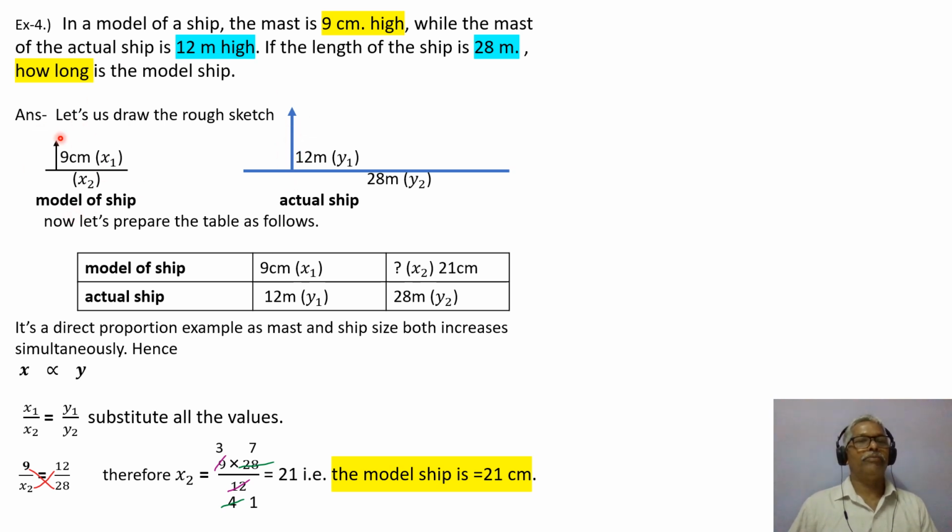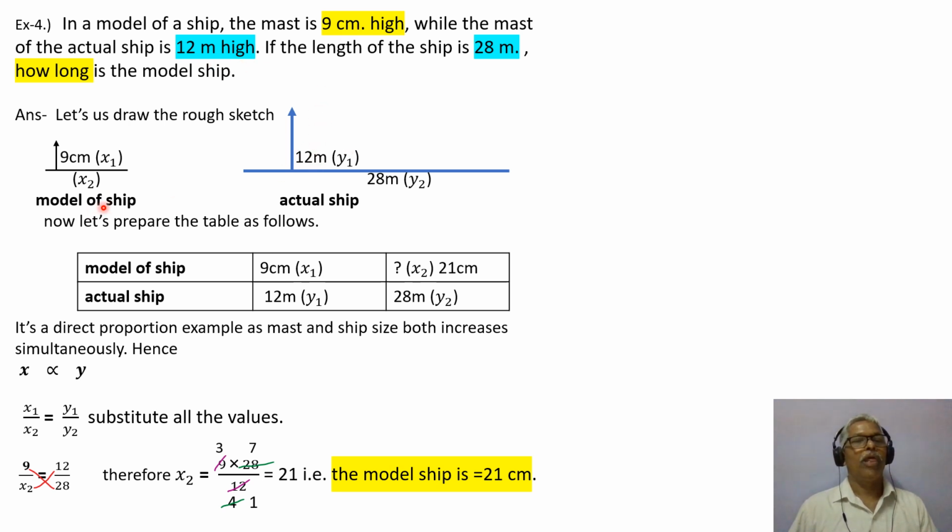So this is a problem of that type. This is the model. We go for the answer. So try to prepare such a rough sketch. This is a model of a ship. This is the length of the model ship, and this is the actual ship. The mast is 9 centimeters high. This is the mast of the model, 9 centimeters, and this is of the actual ship, which is 12 meters. That's why this is centimeters and meters.